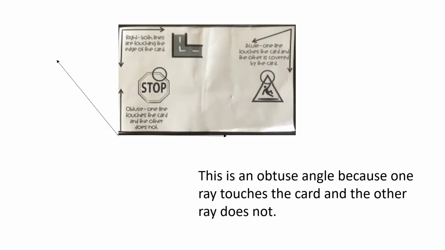On this page, I have an angle and a card. I lined up the angle's vertex with the corner of the card. Then I lined up the bottom ray with the bottom edge of the card. So when I line up the vertex with the corner of the card and the bottom ray with the bottom edge of the card, I can see that my other ray is not touching the card. That makes this an obtuse angle. So the obtuse angle is when one ray touches the card and the other ray does not.